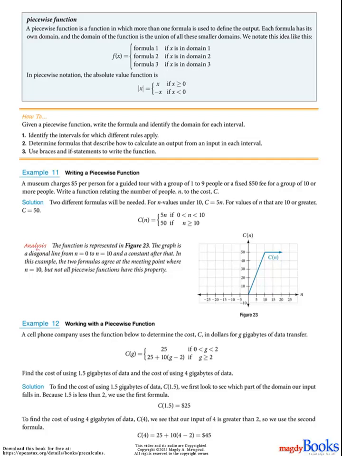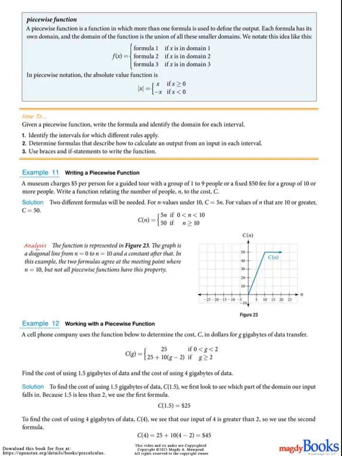Example 12. Working with a piecewise function. A cell phone company uses the function below to determine the cost, C, in dollars for G, gigabytes of data transfer. C of G equals 25 if 0 is less than G is less than 2, and 25 plus 10 times (G minus 2) if G is greater than or equal to 2. Find the cost of using 1.5 gigabytes of data and the cost of using 4 gigabytes of data.